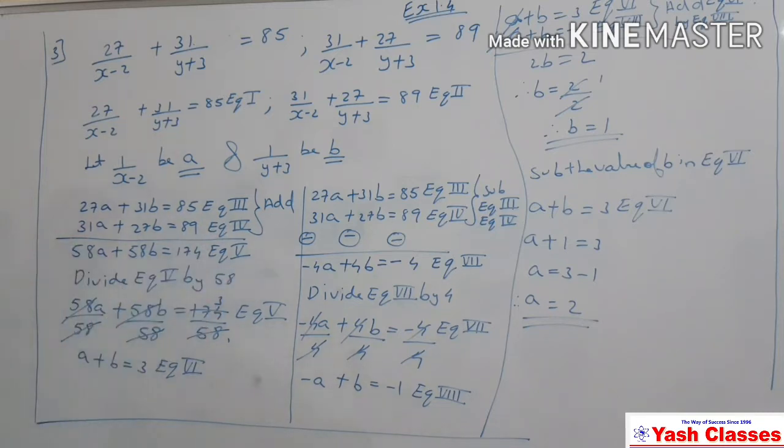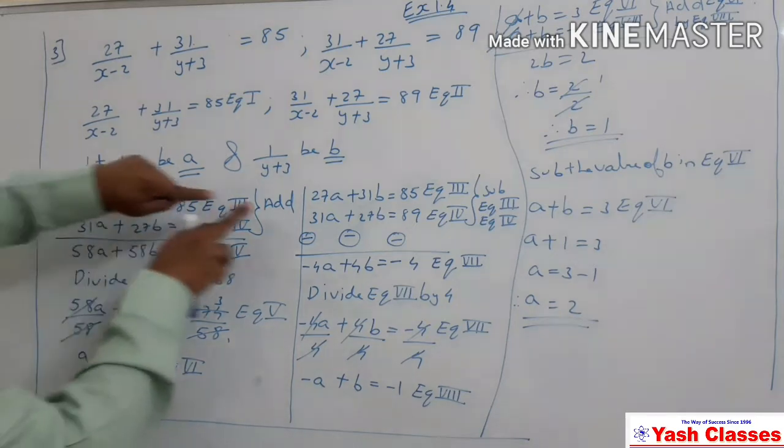Equation number 5. Now see here, 58 is common, so divide equation 5 by 58. You get a plus b is equal to 3. Equation number 6.